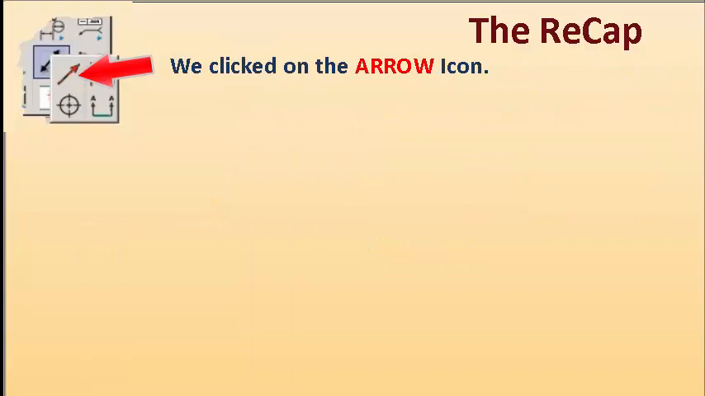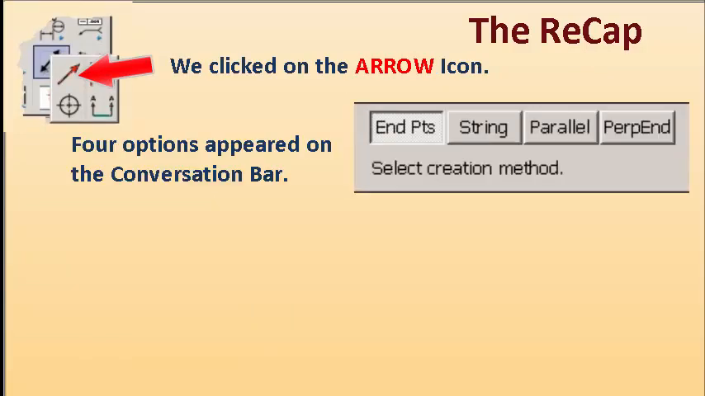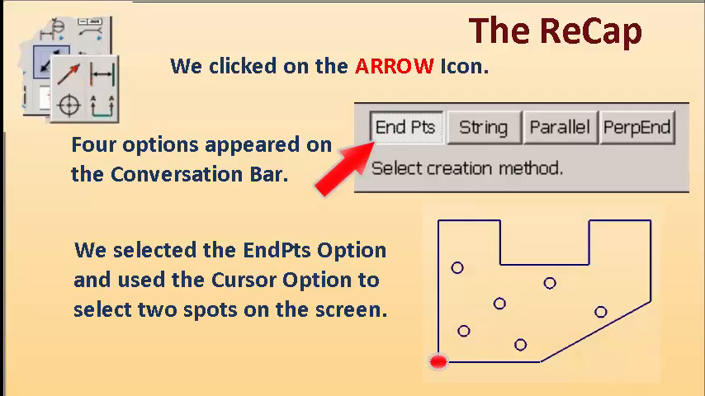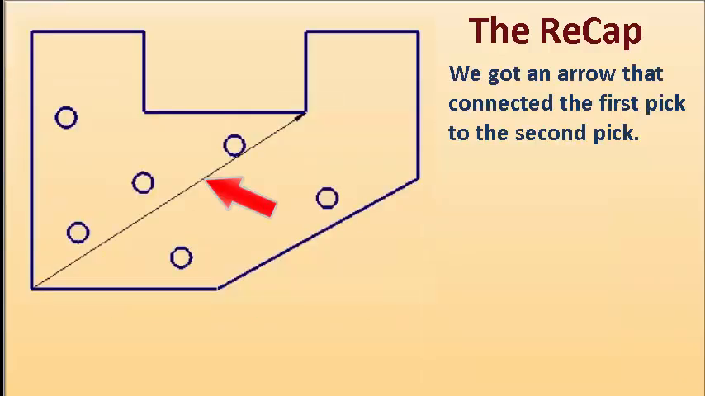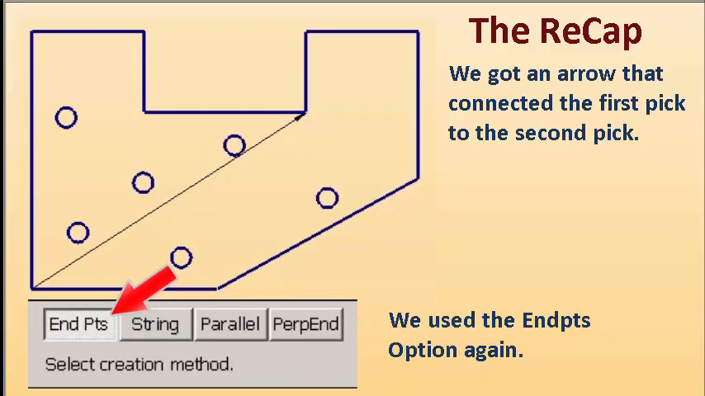We clicked on the arrow icon, and 4 options appeared on the conversation bar. We selected the endpoints option, and using the cursor option, we selected 2 points on the screen, and this created an arrow that went from the first pick to the second pick.